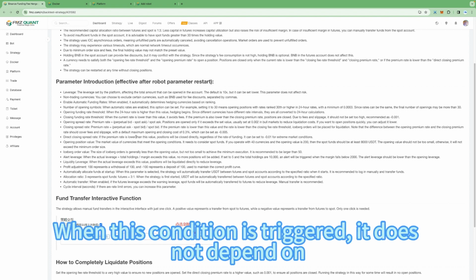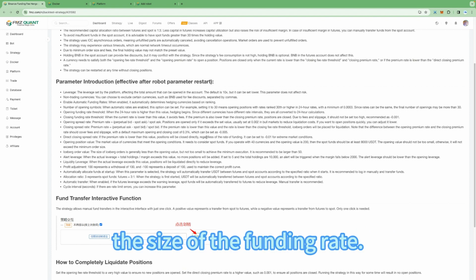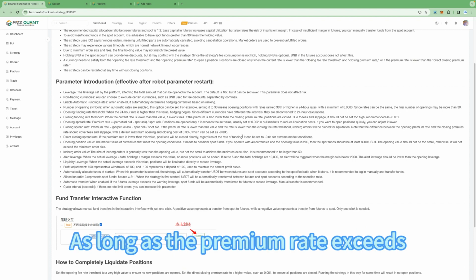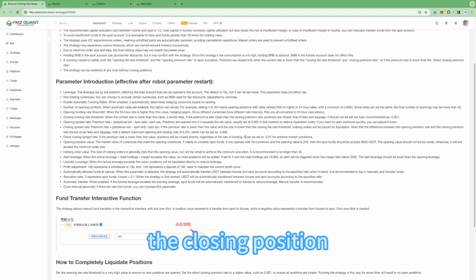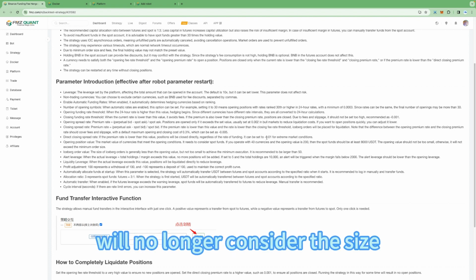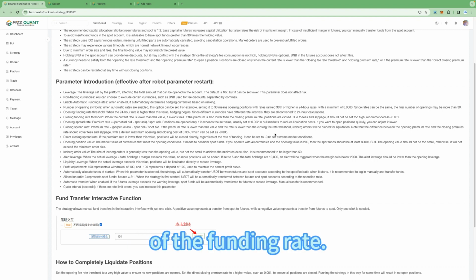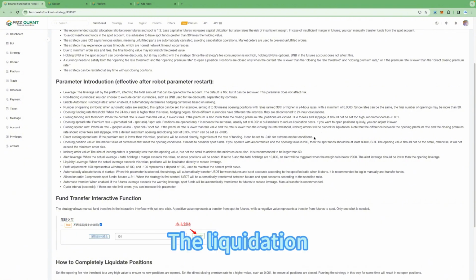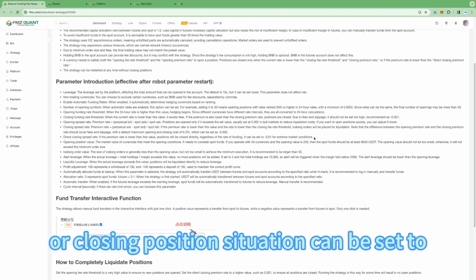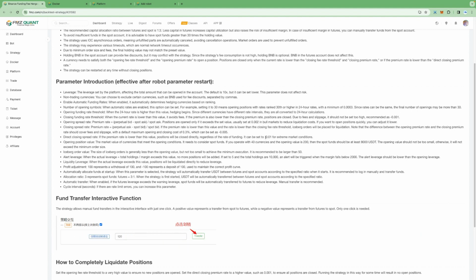The direct closing position premium rate is another closing position condition we just mentioned. When this condition is triggered, it does not depend on the size of the funding rate. As long as the premium rate exceeds the closing position premium rate, the closing position will no longer consider the size of the funding rate. It is used to handle extreme market conditions. The liquidation or closing position situation can be set to minus 0.01.